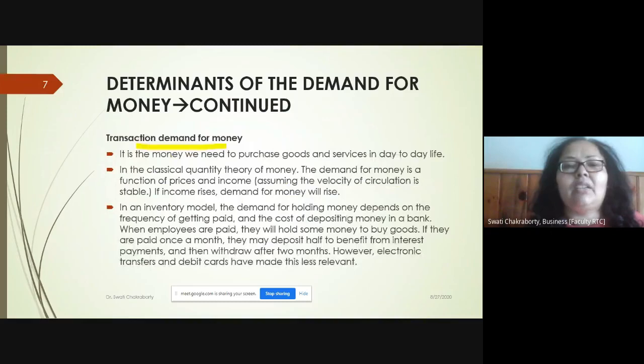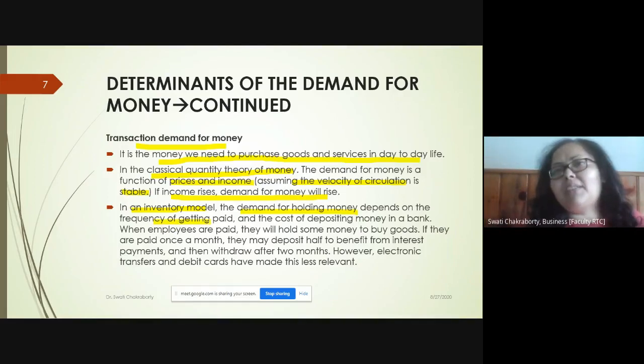Transaction demand for money. What is it? It's the money that we need for purchasing goods and services on a day-to-day basis. In the classical quantity theory of money, the demand for money is a function of prices and income. There we assume that the velocity of circulation is stable. Given the velocity of circulation constant, transaction demand for money depends on prices and income. So if income increases, the amount of money demanded will also increase. Now, in an inventory model, the demand for holding money depends on the frequency of getting paid.